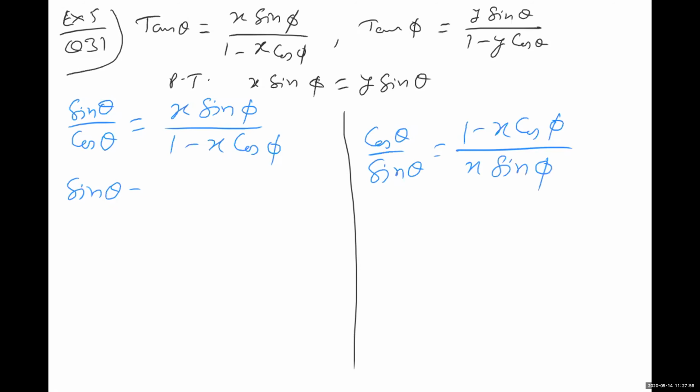But this side, let it just be cot theta. Cos theta upon sine theta is cot theta. So now take 1 by x sine theta minus x cos phi, minus x sine phi. So you will get 1 by x sine phi minus cot phi. So 1 by x sine phi minus cot phi is equal to cot theta.